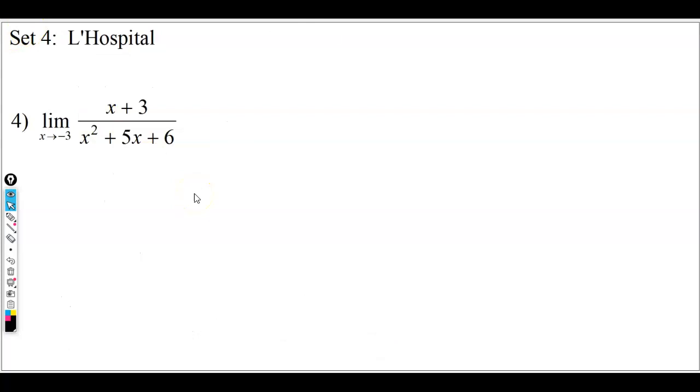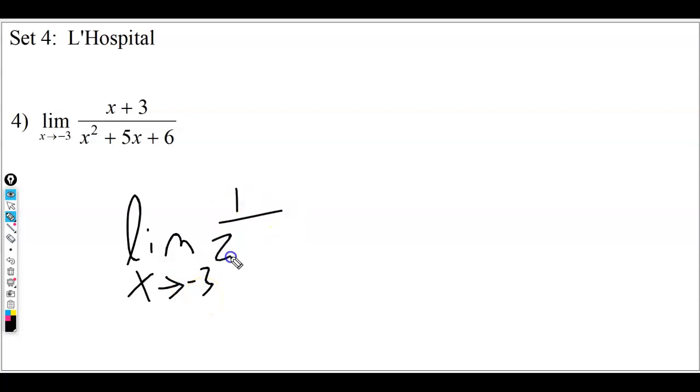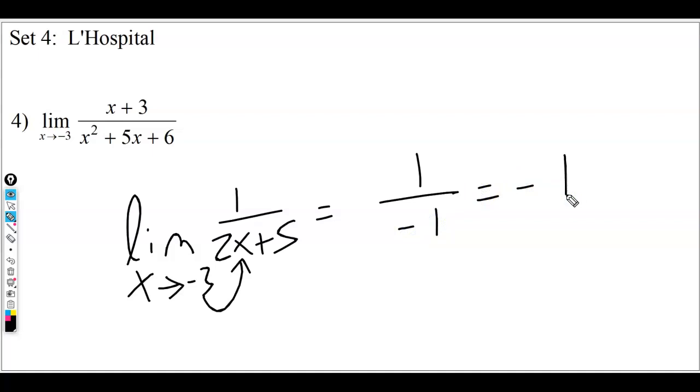And I made a mistake, so I had to go back and fix it here. So where I left off was I was saying that at this point we can go ahead and do the direct substitution with this new expression of 1 over 2x plus 5. And at this point, you can do your direct substitution. So you're going to plug in your negative 3. And negative 3 times 2 is negative 6 plus 5 is negative 1. So final answer, negative 1.